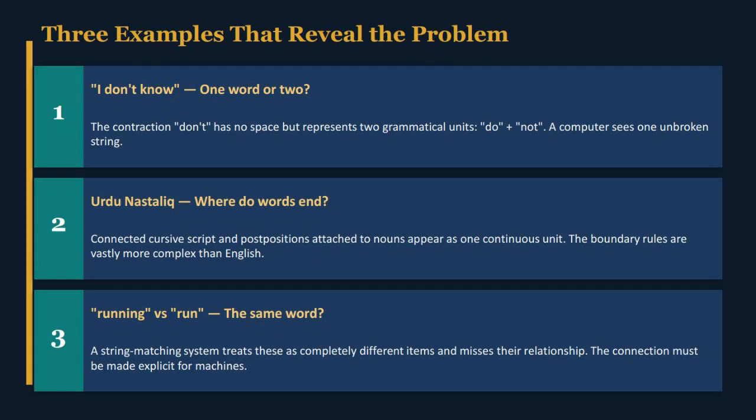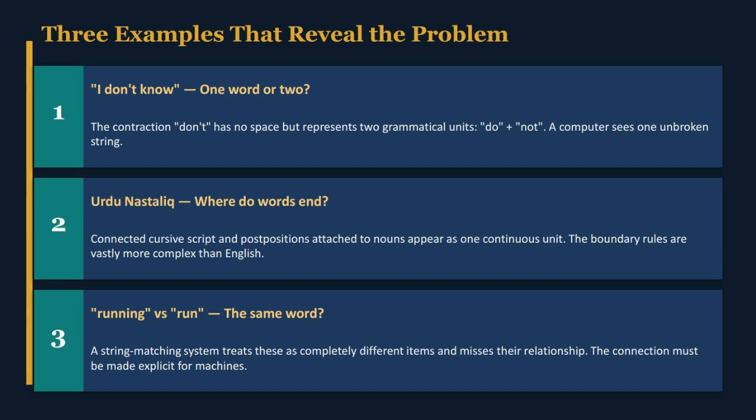I want to give you three simple examples to show what I mean. Example 1. In English, the sentence I don't know contains a contraction don't. Now, is that one word or two words? Most people would say it is two words squeezed together, do and not. But in the written text, there is no space between them. So how does a computer know where one word ends and another begins?